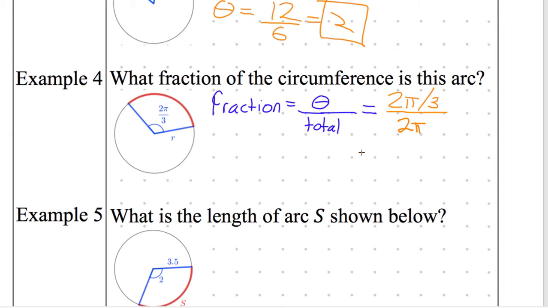This is one of those keep it, change it, flip it things. So I'm going to keep the top. The top was 2 pi over 3. The bottom is 2 pi over 1. So I was dividing fractions. Keep it, change it: the division is now turned into a multiplication. And now I'm going to flip it. Instead of 2 pi over 1, I'm going to take the reciprocal, 1 over 2 pi.